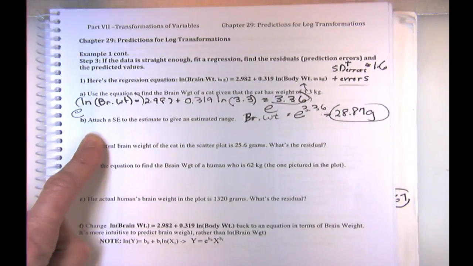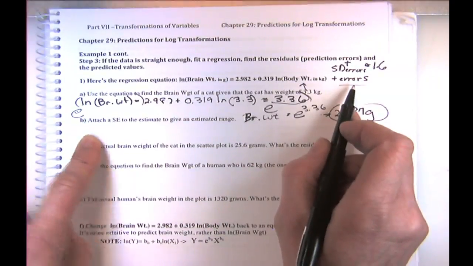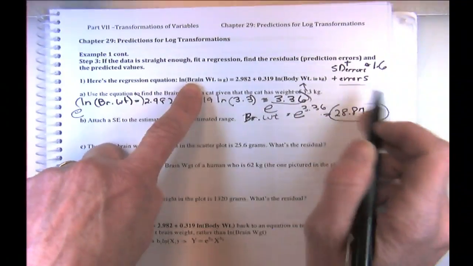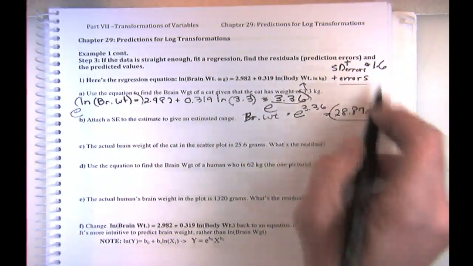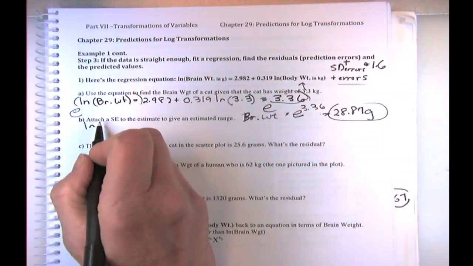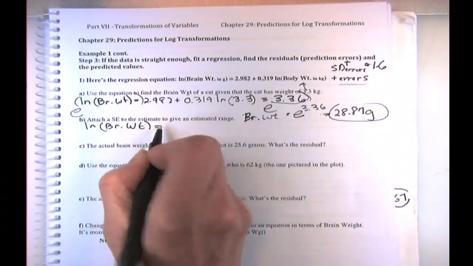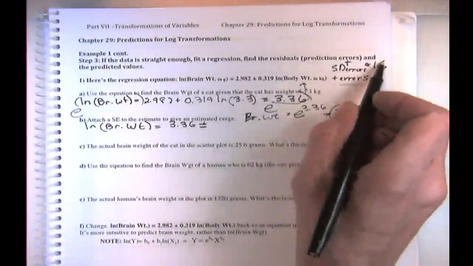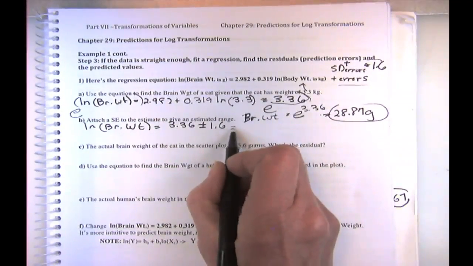Now this is a little bit different, because this standard error is a standard error for the log of the brain weight, this standard deviation. So you have to be a little bit careful. I can't just attach that, and I can't just anti-log that either and attach it. What I have to do is watch. So the log of the brain weight, we can attach that. We know it's 3.36 plus or minus the 1.6 approximately. Okay? So what's that equal to?